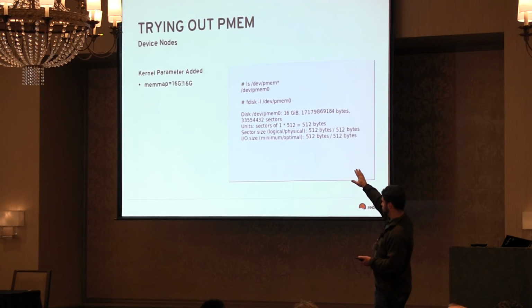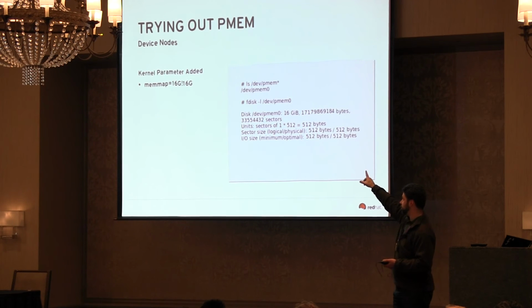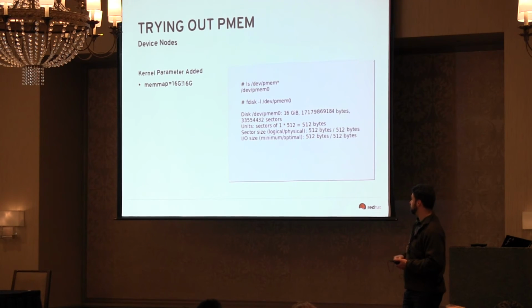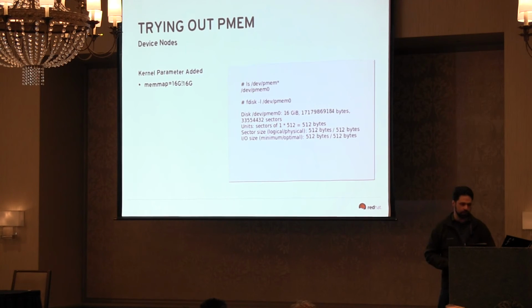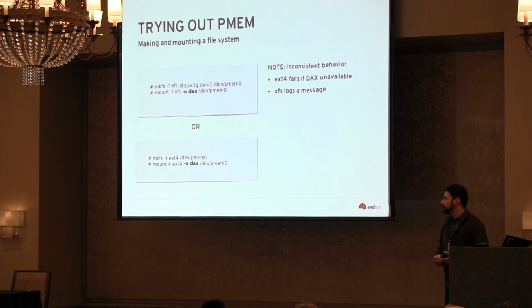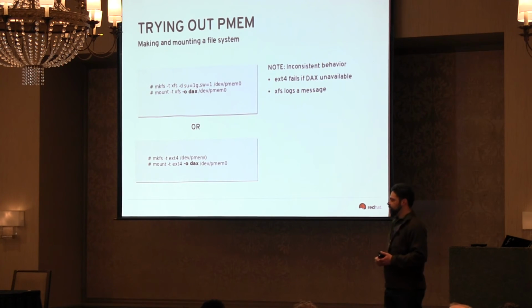And then you'll see on the right here, I just do an ls /dev, and you see the pmem0 device there. You can run fdisk on it or any other disk utilities to see the size. You can partition it if you want. And then the next thing is making and mounting file systems.